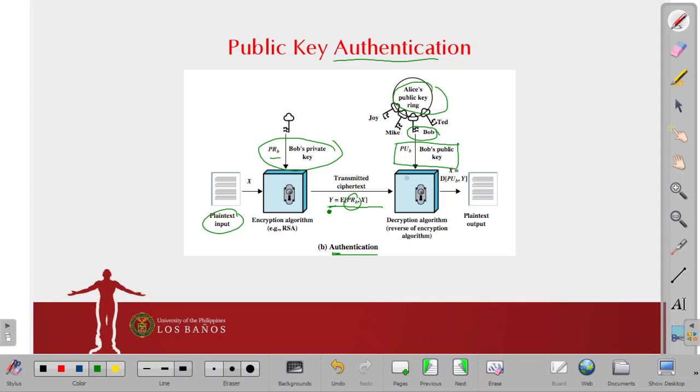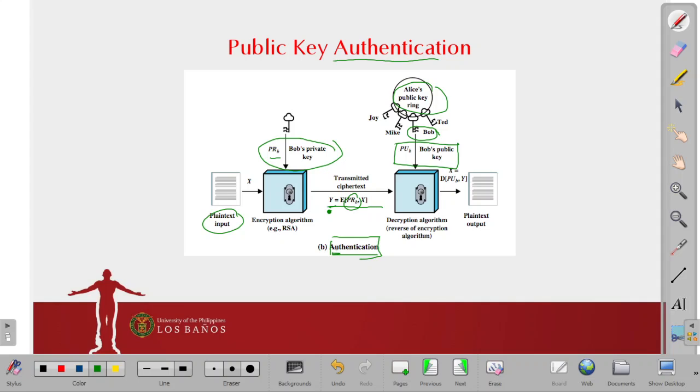And if she's able to decrypt the ciphertext using Bob's public key, then Alice is sure that indeed the message came from Bob. So that's the idea of authentication using public key system. You encrypt your data with your private key, and the receiver will decrypt it with your public key. If that message is decrypted, then the message is authentic.